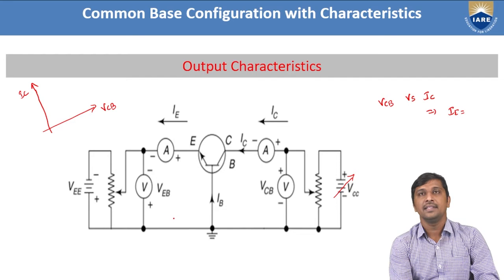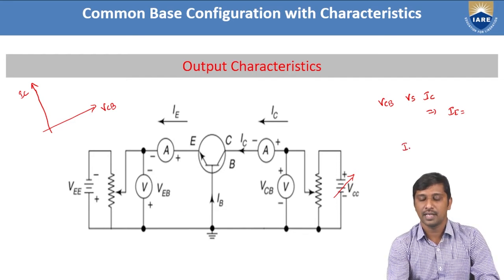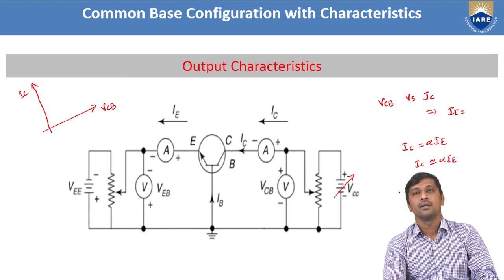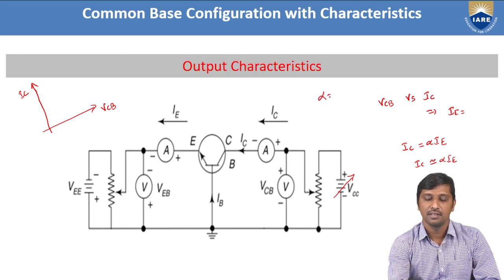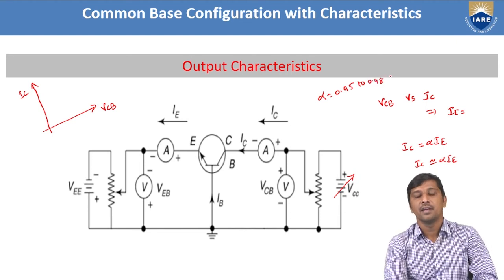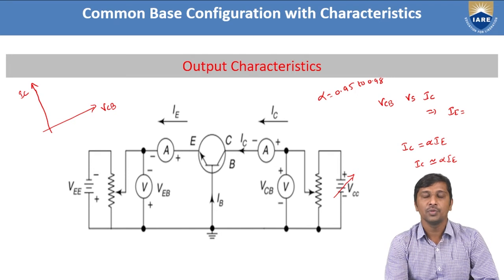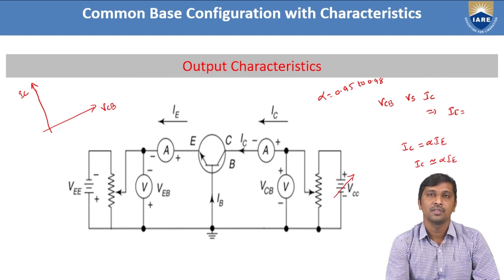But in this common base configuration, we observe that the collector current IC is approximately equal to alpha times IE. In a common base configuration, alpha lies between 0.95 to 0.98. Why? Because the base is very lightly doped here. Due to that, 2 to 5% of the charge carriers are constituted with the base, and the remaining charge carriers are constituted with the collector.